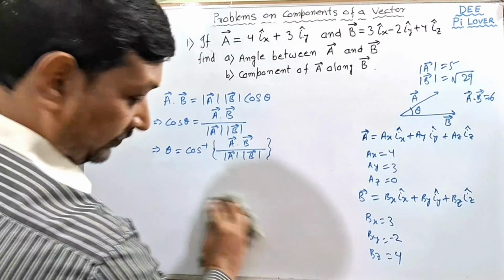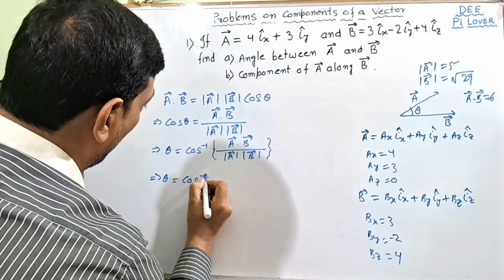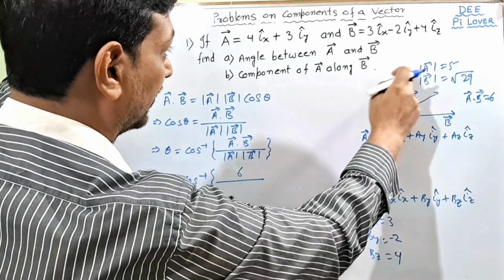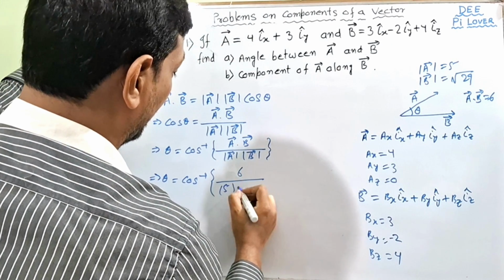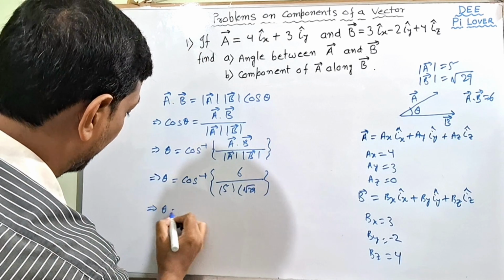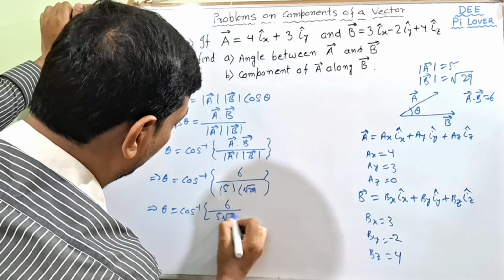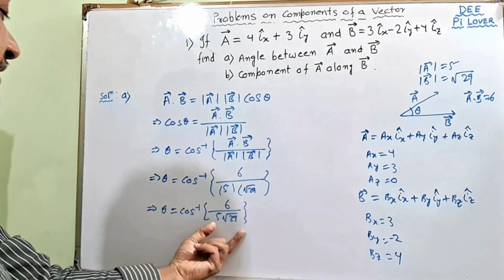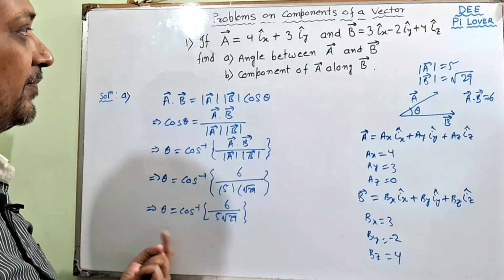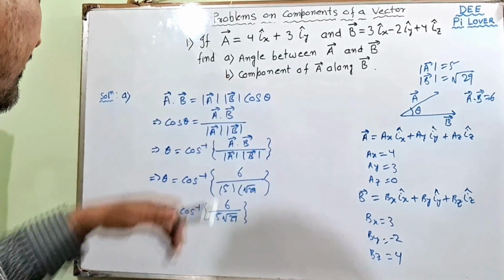Now theta equal to cos inverse of A dot B, means 6, by mod A, means 5, and mod B, means root 29. So theta equal to cos inverse of 6 by 5 root 29. By calculating this cos inverse, we will get the angle theta, the angle between A vector and B vector. Now come to problem B.